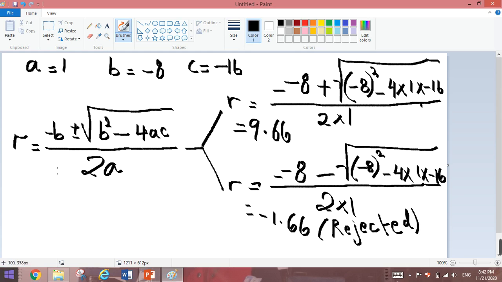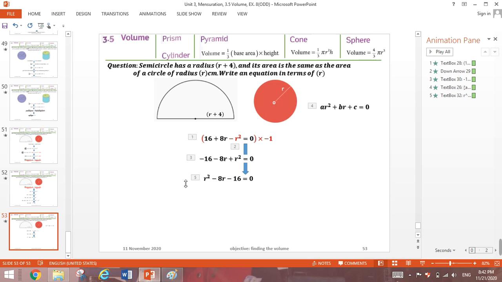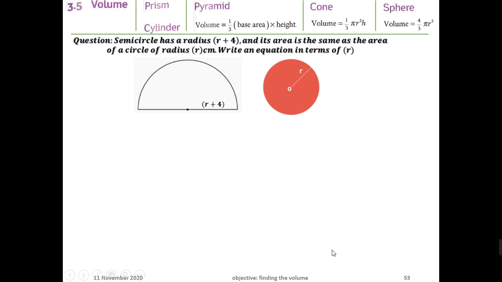So if we go back to the presentation, r for the radius is going to be 9.66, and for the semicircle, you're going to say 9.66 plus 9.66 plus 4, and the value will be 13.7 centimeter.